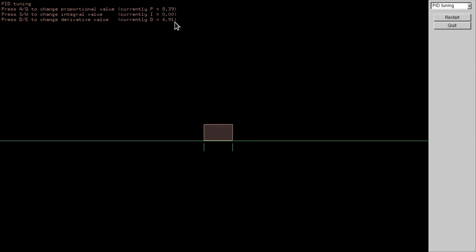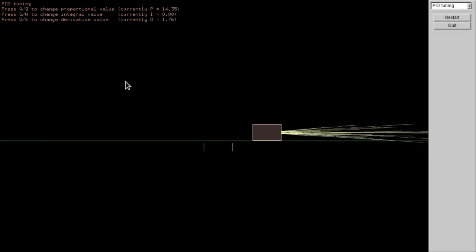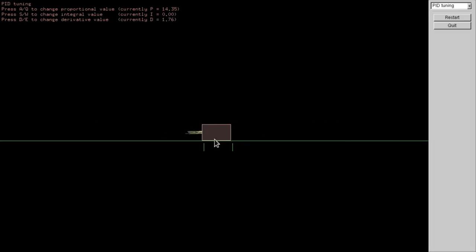Say set P to 14, and then adjust the D value to get it to stop as quick as you can without overshooting. And that should give you a fair idea of how these P and D values interact with each other. Or you could maybe try setting a random value of D. So I'll say 1.76 for D, and then try and adjust the P value to make it so that we don't have this overshoot and oscillation, and it gets there as quick as it can and stops. And that should put you in pretty good stead for trying to figure out how to do it on your quadcopter.